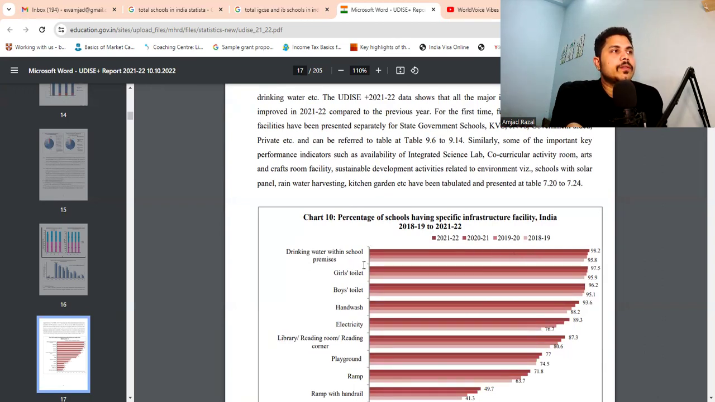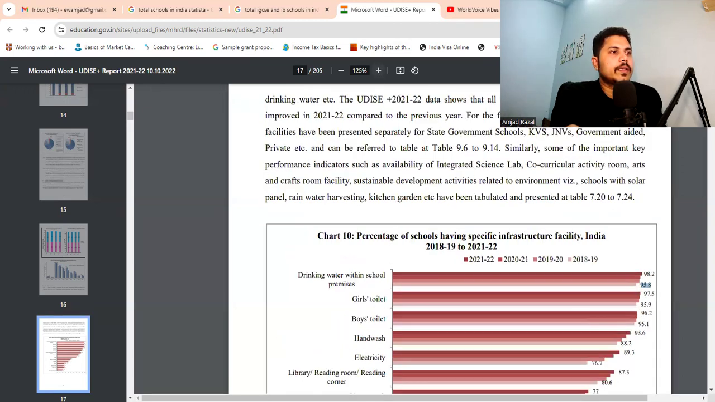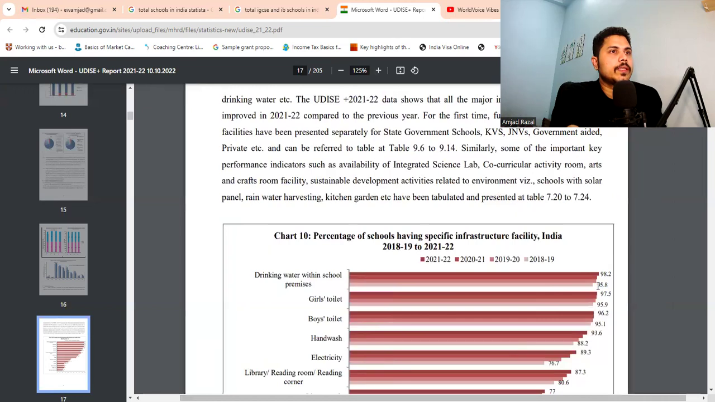So, drinking water facility within the school premises. This light color, you see it, the number was 94.8. I will just enlarge this so that you can zoom in and see 95.8. This number of schools had a drinking water facility, and that number increased to 98.2, from this particular year to this particular year. Actually this should have been the other way, but that's fine, because if you see from top to bottom, in that way it is in a particular order.